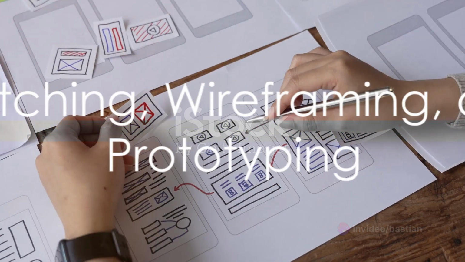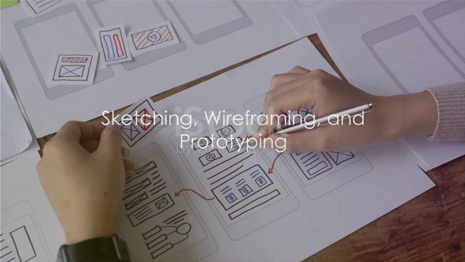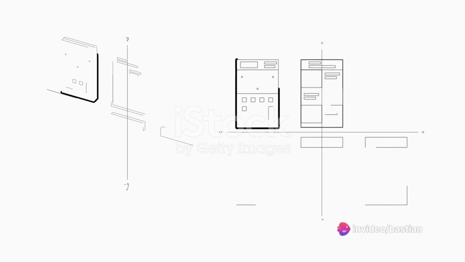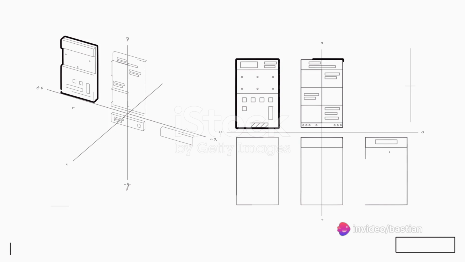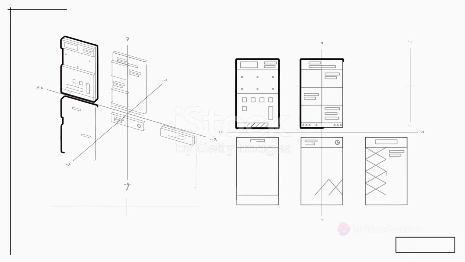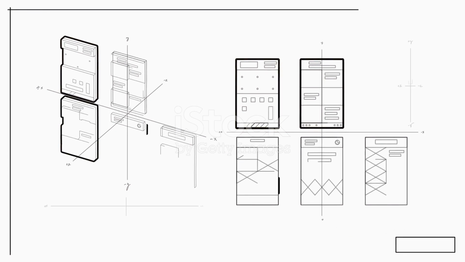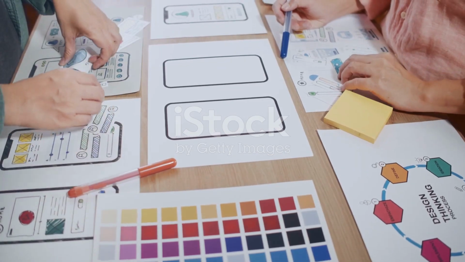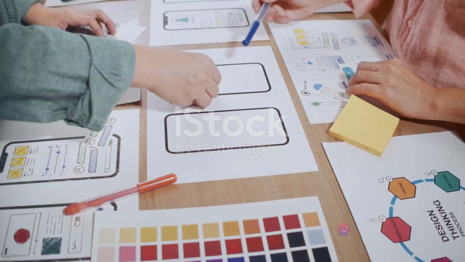Next comes the exciting part, sketching and wireframing. This is where you start to visualize the layout of your application or website. Sketching is a low-fidelity way to map out your ideas, while wireframing is a more detailed outline of the product's structure and functionality. Once the wireframes are ready, it's time to make them come to life with prototypes.